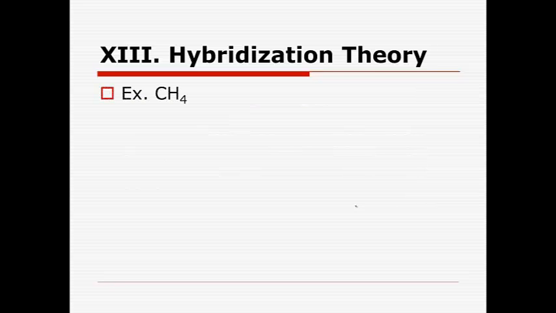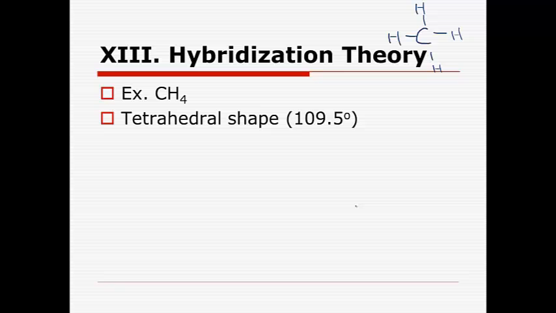An example: methane, CH4. The Lewis structure for methane should simply be this. Carbon has 4 electrons, so it'll share 1, 2, 3, 4, and it'll bond with 4 hydrogens. Now, the shape of that is not square planar, it's a tetrahedral shape. And every single one of these angles should be 109.5 degrees.